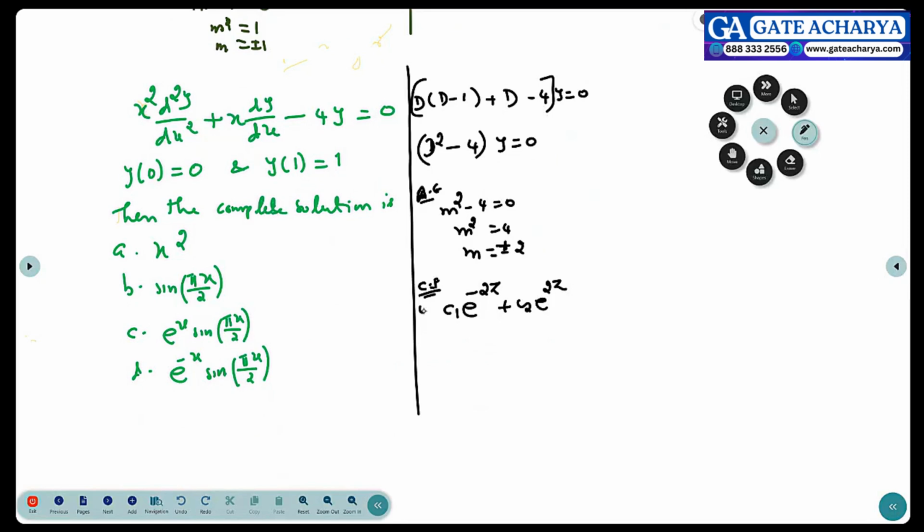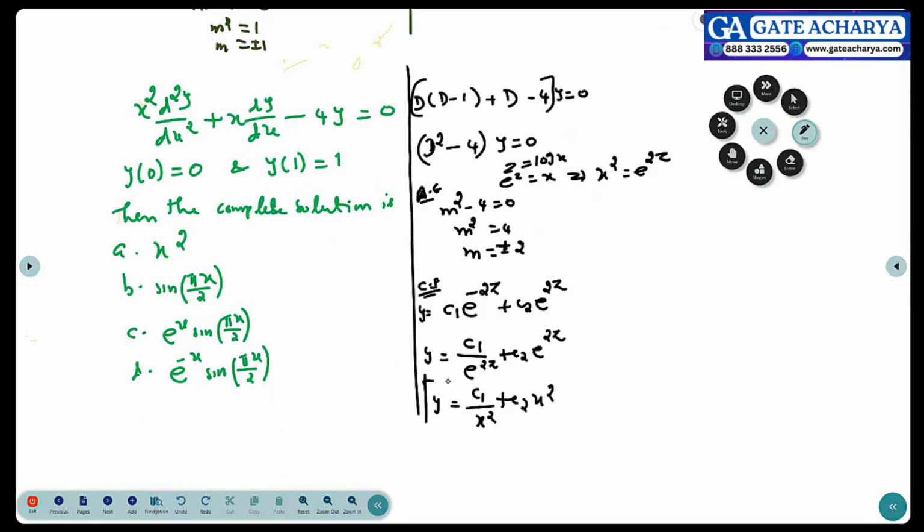That is C1 e power minus 2z plus C2 e power 2z. What is e power 2z? x square, because z is equal to log x. So e power z is x, since e power log x is x. So x square is e power 2z. So instead of e power 2z, write x square. That is the solution, but it is not our answer.